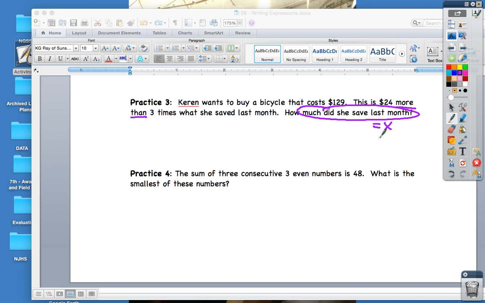Okay, so let's work this backwards. She has a bicycle that costs $129. This is 24. More is plus. More than 3 times what she saved. 3 times what she saved. There's my equation. When you see the word "more than" in the word problem, you can work it backwards. Okay, can we solve this problem?